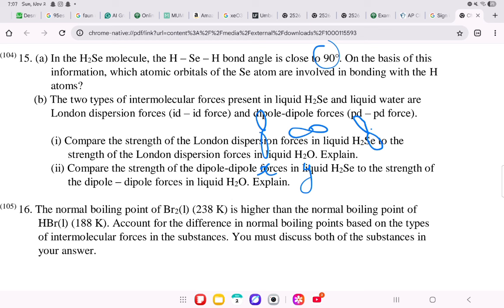Now for part B, the two types of intermolecular forces present in liquid H2Se and liquid water are London and dipole-dipole. Now they want us to compare the strength of the ID forces in liquid H2Se to those in liquid H2O. Very simply, the electron cloud of H2Se is greater than that of H2O, so it's going to be stronger. Compare the strength of the dipole-dipole forces in H2Se to that of H2O.